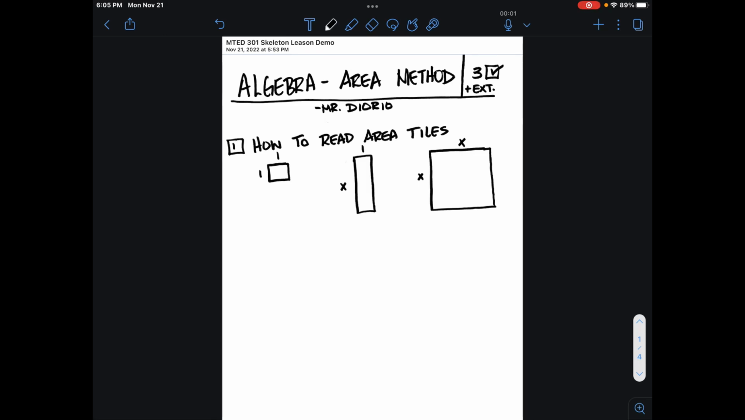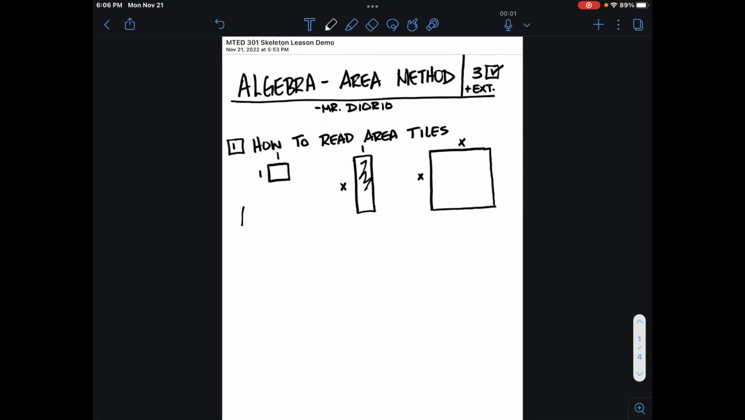So to read area tiles, we need to know that area is equal to length times width. And if we look at the very first problem, the very first box, we see that the area is 1 because we have a length of 1 and a width of 1. And when we multiply those two together, we get 1.